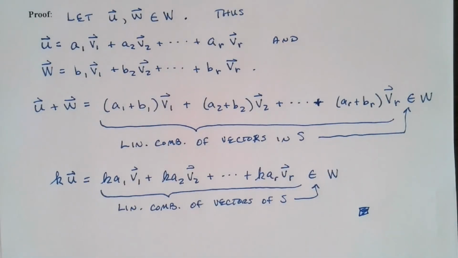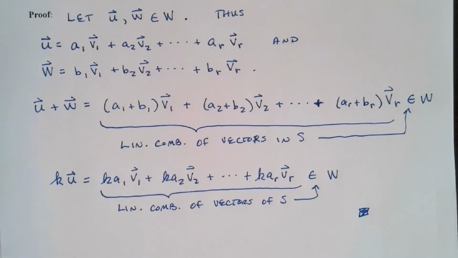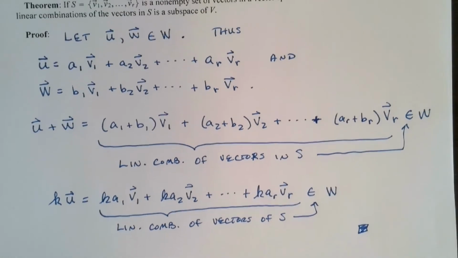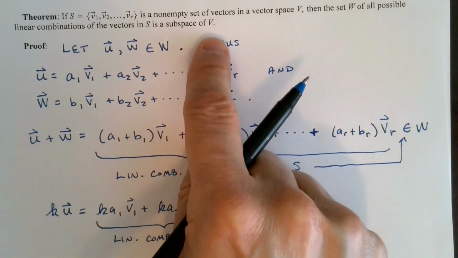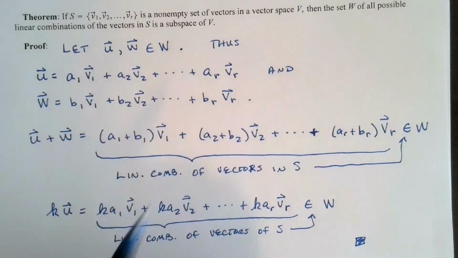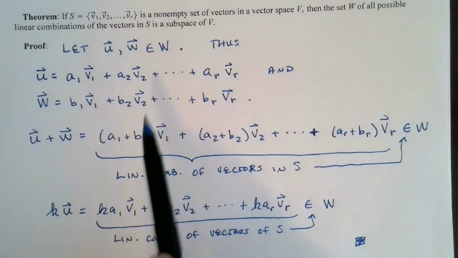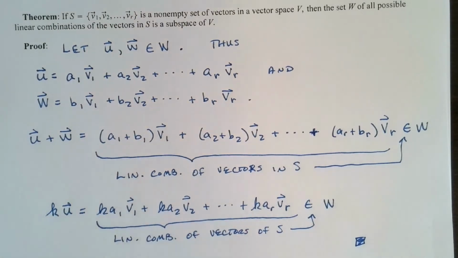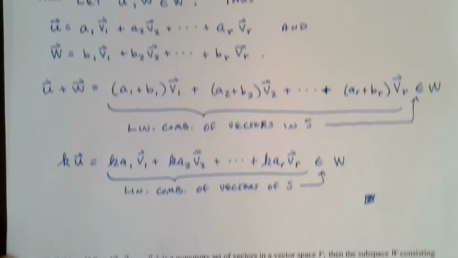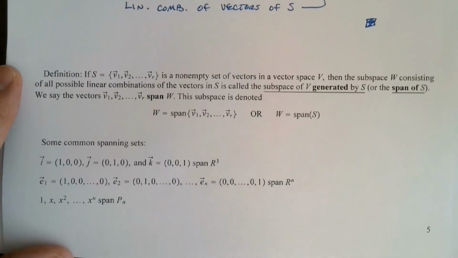That's all it is. So this set W of all possible linear combinations, in other words, if I grab any arbitrary vectors from the vector space V, form a set of them, the set of all possible linear combinations of those vectors forms a subspace of V, is what we've proved. So let's give this new subspace a name.